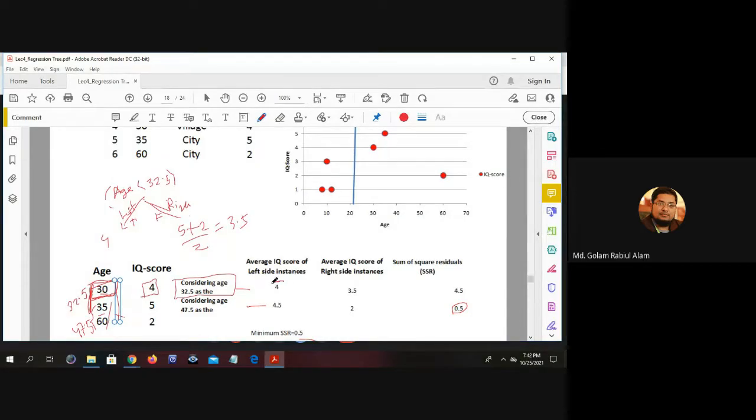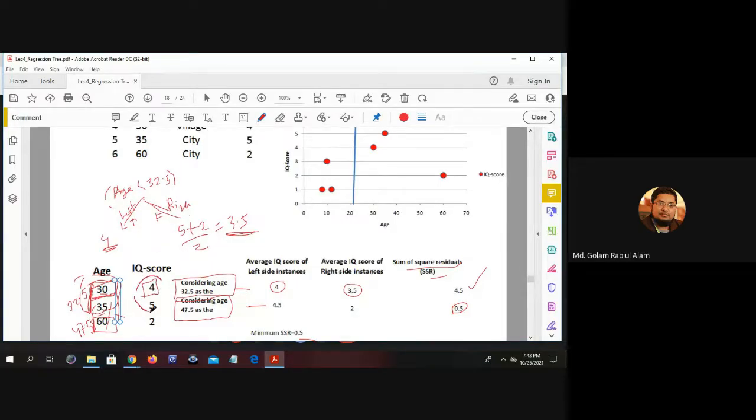Average IQ score of the left side is 4, and the average IQ score of the right side is 3.5. We can also determine the sum of square residuals. If we find the residuals, I think there is no need to show it again. You will get 4.5. Considering 47.5 as the separator, in this case, this will be on the left side, and this one element will be on the right side.